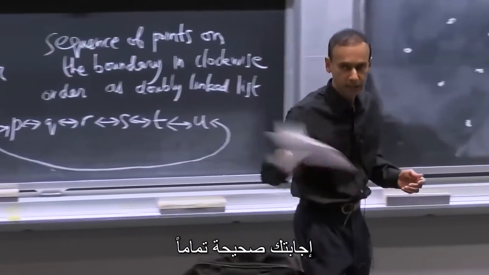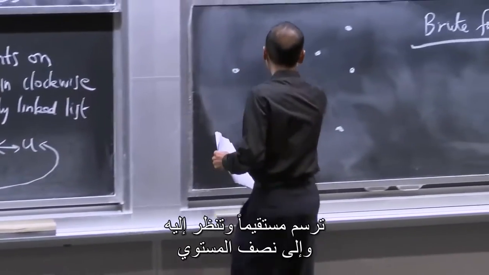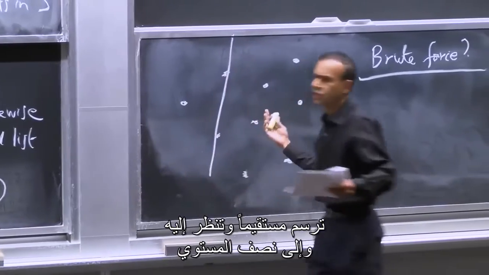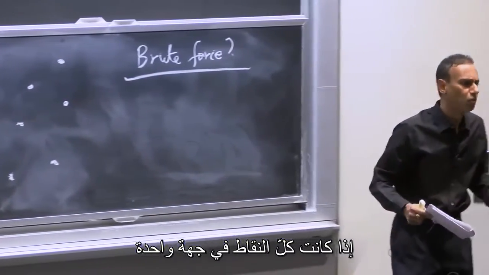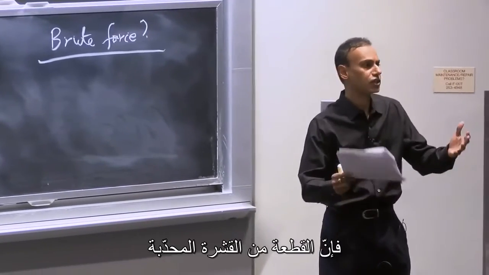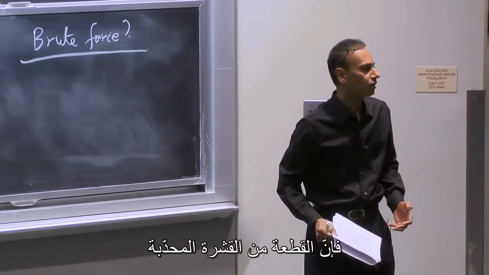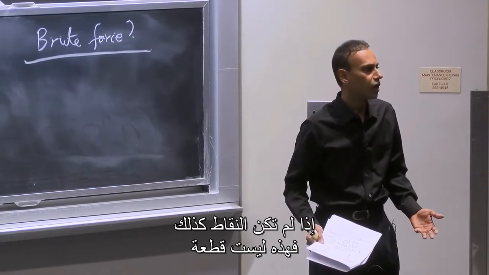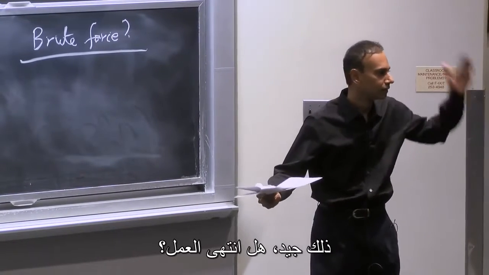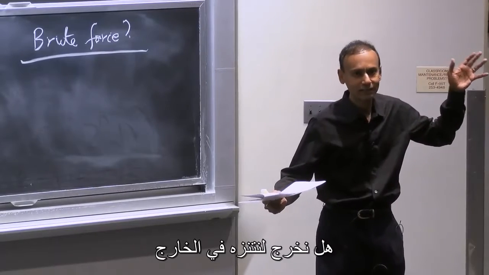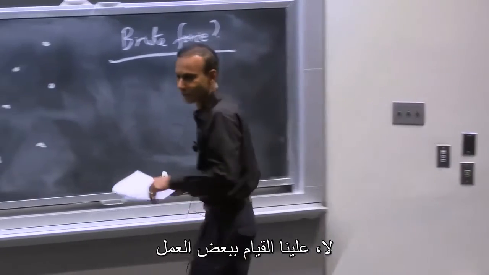So you're exactly right, and you draw a line, and then you just look at the half plane, and if all the points are to one side, it is a segment of the convex hull. If they're not, it's not a segment. Beautiful, right? Are we done? Can we go enjoy the good weather outside? Right? No, we got a ways to go here, right?